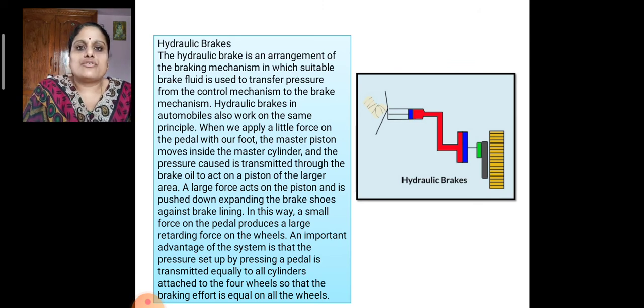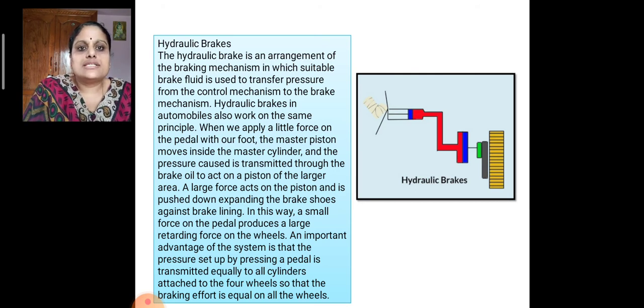Another application of Pascal's law is in the case of hydraulic brakes. The hydraulic brake is an arrangement of the braking mechanism in which a suitable brake fluid is used to transfer pressure from the control mechanism to the brake mechanism. Hydraulic brakes in automobiles also work on Pascal's law.